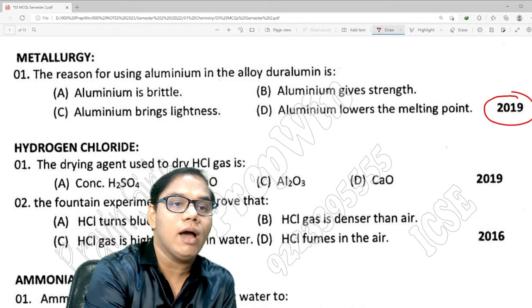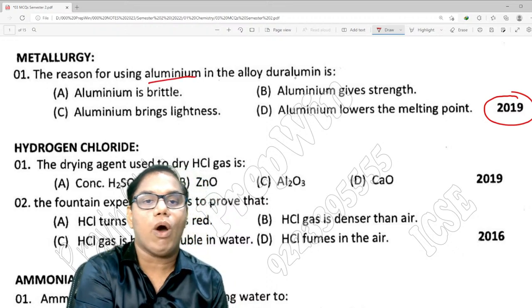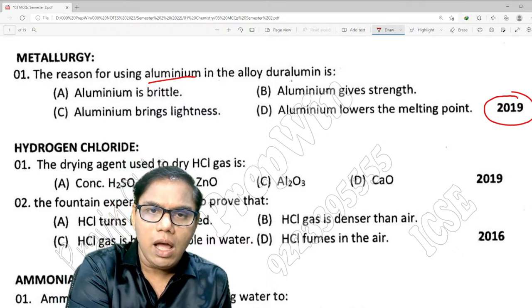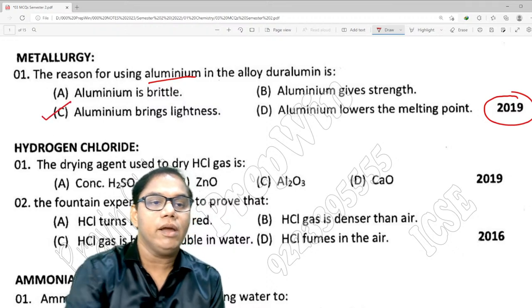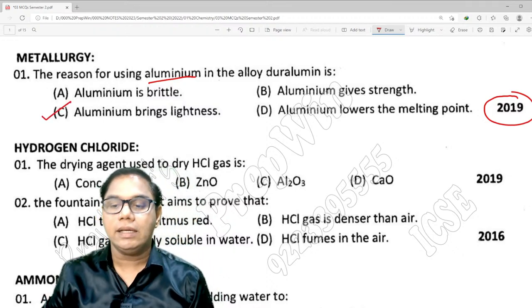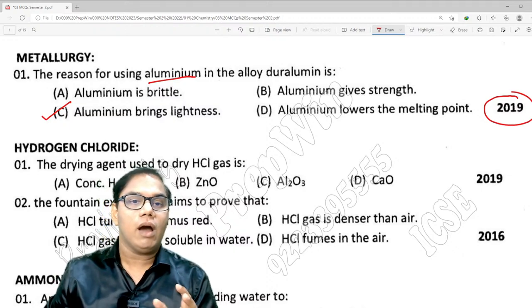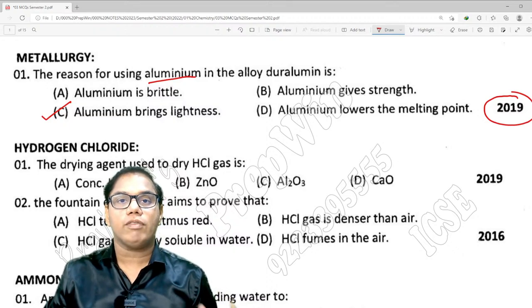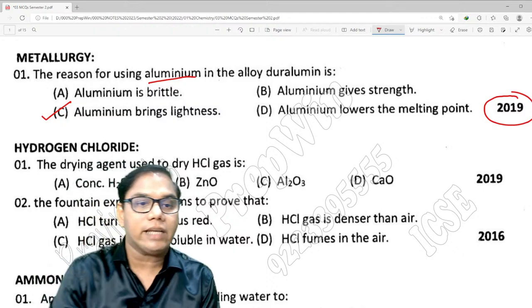Yes, first one: what is the reason for using aluminium in the alloy of duralumin? The answer is C. Because aluminium brings lightness. We use aluminium instead of other heavy metals, because it is extremely light.